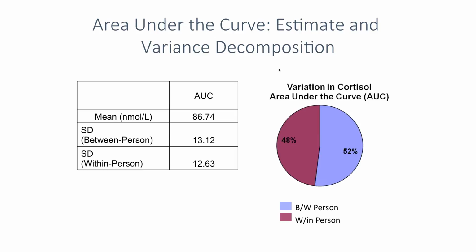So the challenge for us is to try to figure out what is accounting for both the between-person variation, why some people have more cortisol in their system than others, but also why some days would have higher levels of cortisol than others. So let's go to the next slide.